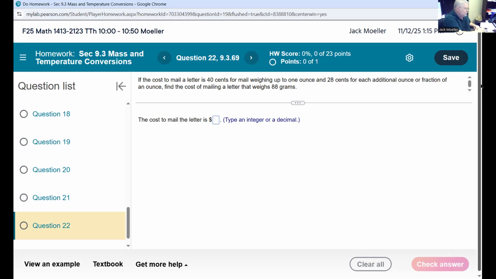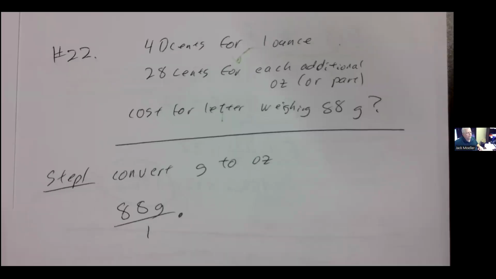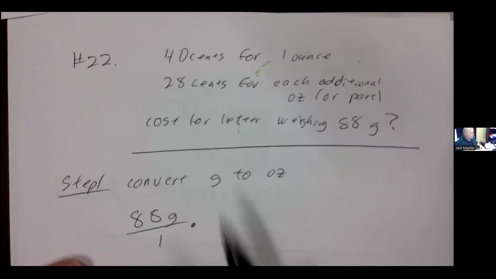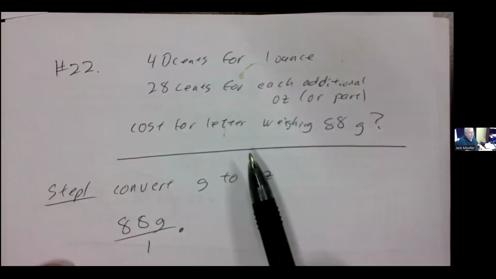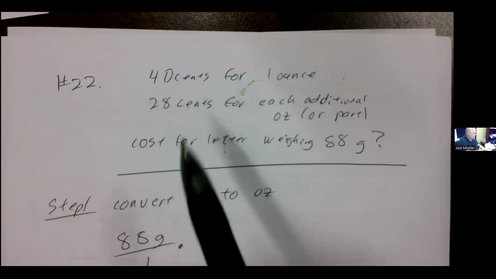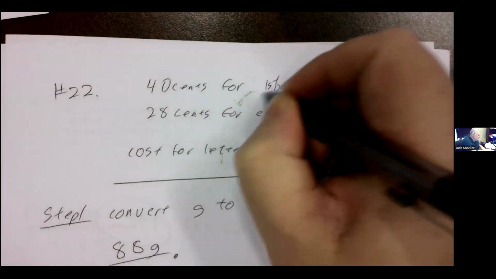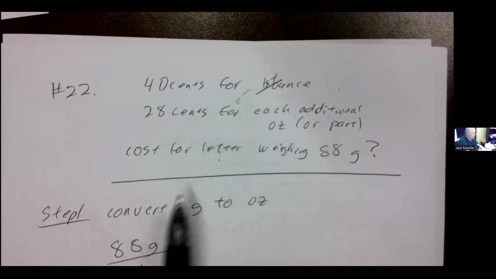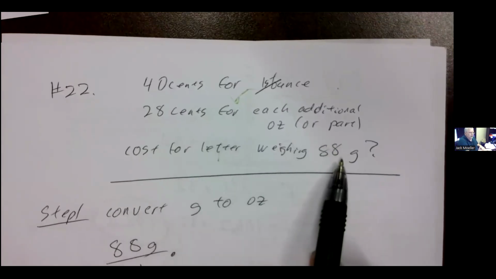This is a weight. So, sorry, I'm working on my paper. It would be helpful if I actually show you the paper. So that's one of the things with the word problem, the first thing I did was write out the information. So 40 cents for the first ounce and 28 cents for each additional ounce or part thereof. And then what is the cost for 88 grams?